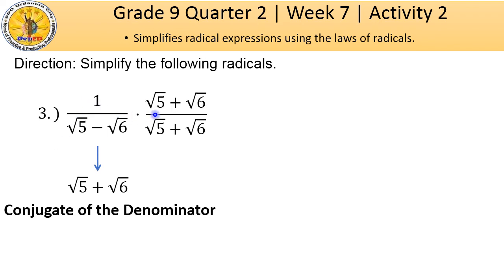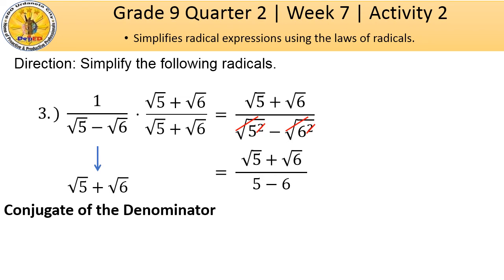So, 1 times square root of 5 plus square root of 6 is equal to, of course, square root of 5 plus square root of 6 all over, recall the product of sum and difference of two binomials. The product is equal to the square of the first term minus the square of the second term. Ibig sabihin, square natin yung unang term which is square root of 5. Then, minus square of second term which is square root of 6. Then, do cancel outs. So, just copy our numerator all over 5 minus 6. Copy ulit. Then, 5 minus 6 equals to negative 1.